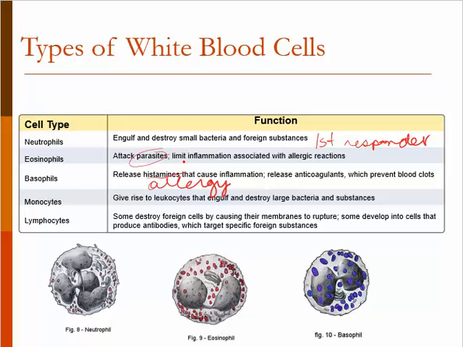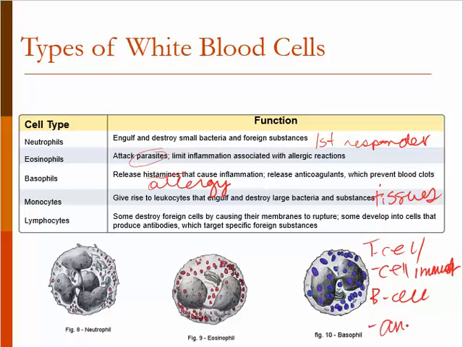Monocytes have to do with your tissues. They help to destroy bacteria that are in your tissues. And then lymphocytes, you have 2 types. You have T cells and you have B cells. The T cells are concerned with cellular immunity. Cell immunity. Okay? And then your B cells have to do with antibodies. Okay?